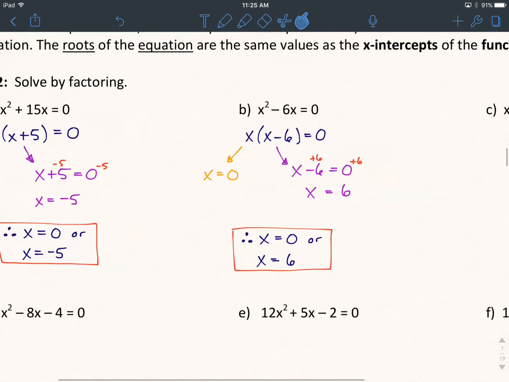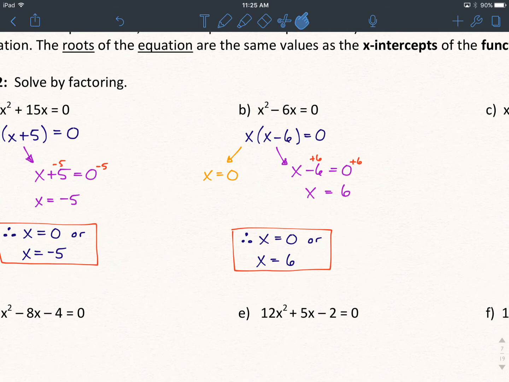Second example is very similar to the first one, x squared minus 6x equals 0. We common factor out x, and we're left with x minus 6 in brackets. We set each of those components of the resulting term equal to 0, and then isolate x. The first one's very straightforward. x is equal to 0. Nothing more needs to be done. In the second one, x minus 6 equals 0. We bring 6 to the other side, adding 6 to both sides to isolate x, giving us x equals 6.